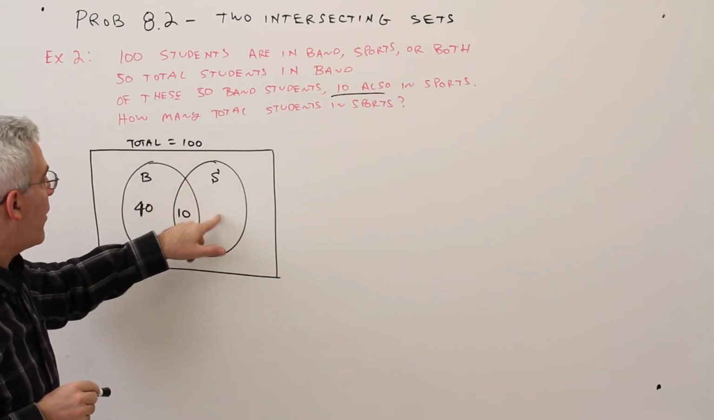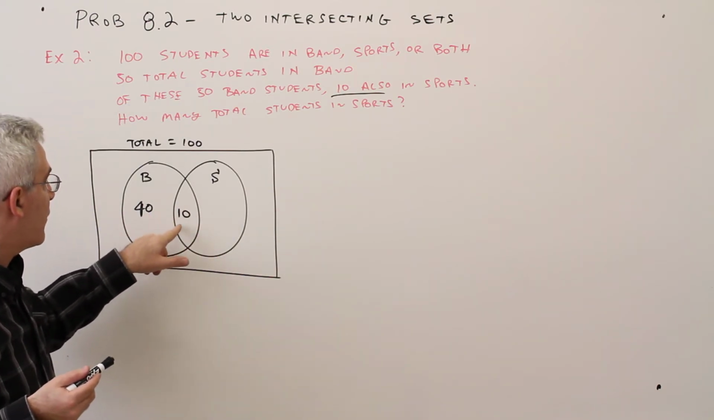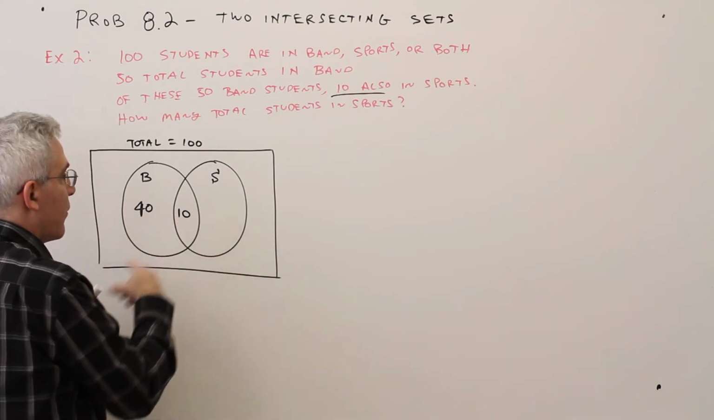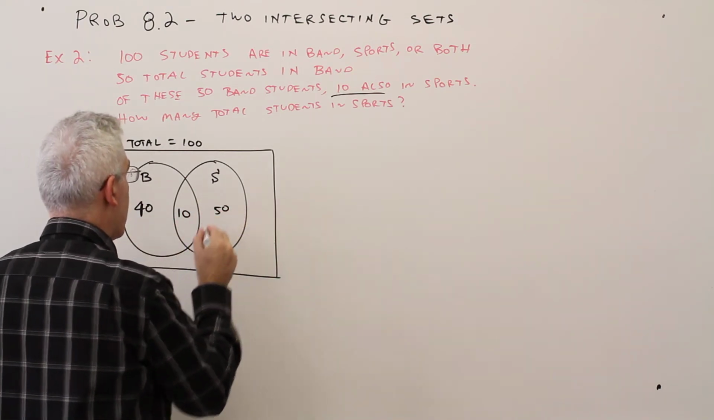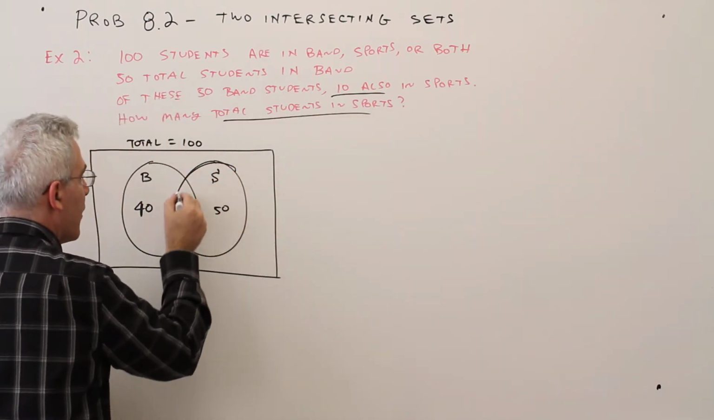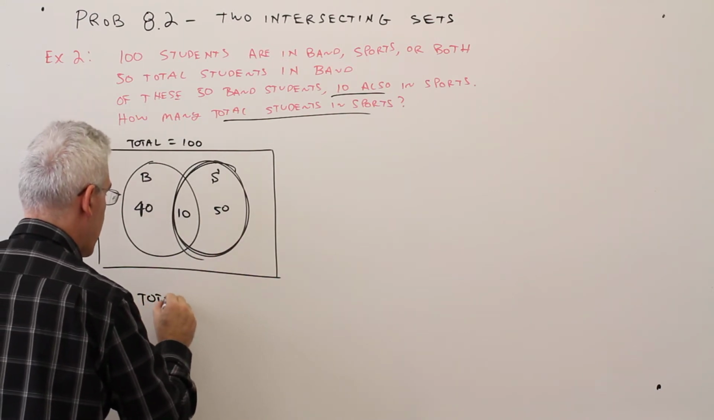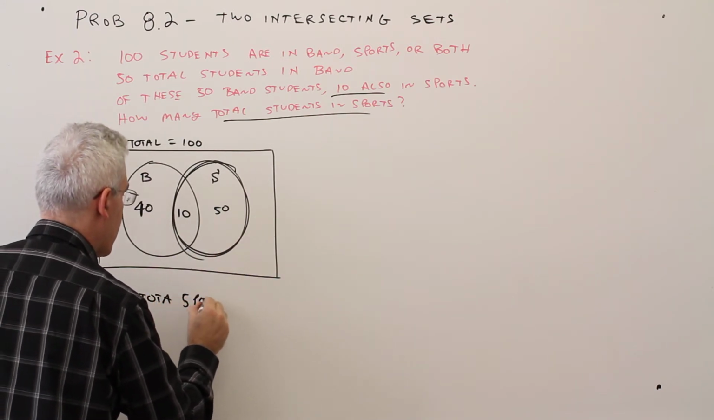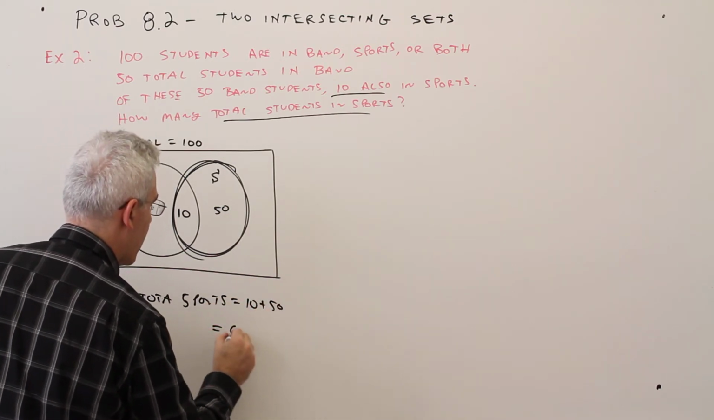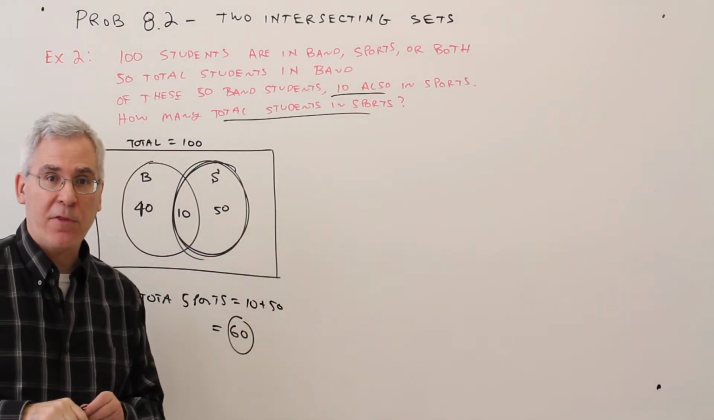And then for over here, all these three sections have to add up to 100. So the 40 and the 10 is 50, so there's going to be 50 over here. And then they cared about how many total students are in sports, so that would be this sum here. Total in sports would equal 10 plus 50, which equals 60. So that's just doing it purely with the diagram.